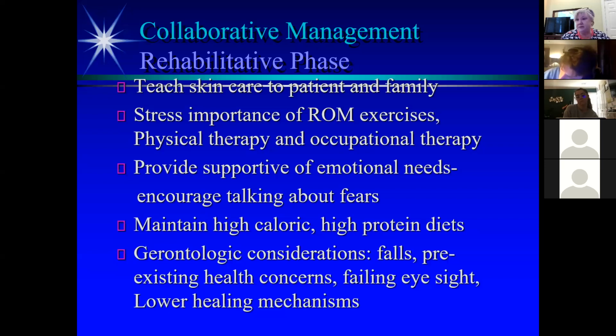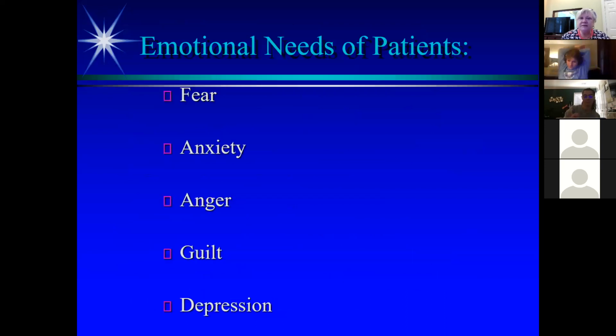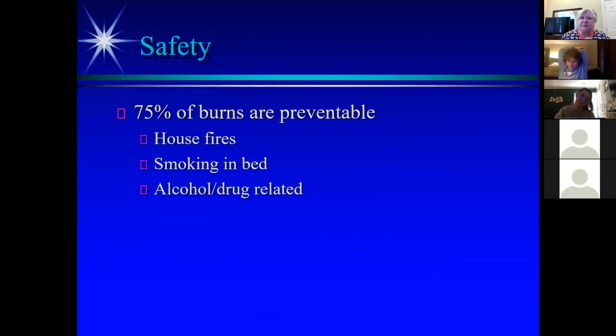Gerontological considerations: increased falls, pre-existing conditions, failing eyesight, smoking in bed, all the things that can go with this. So we got to look at all the different type of things. 75% of all burns are preventable. We got to watch them. House fires, smoking in beds, and alcohol and drugs are the number one causative agents of burns.